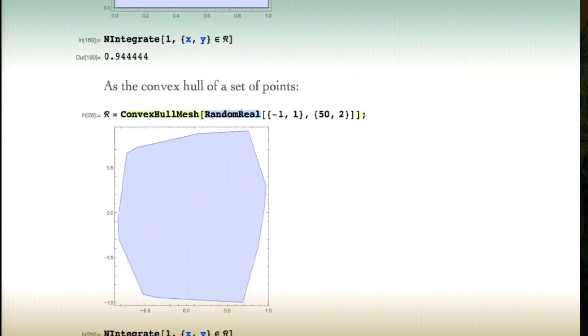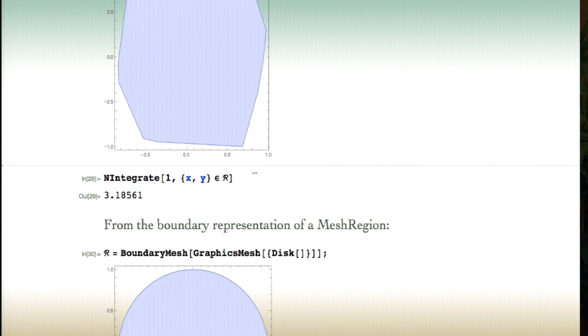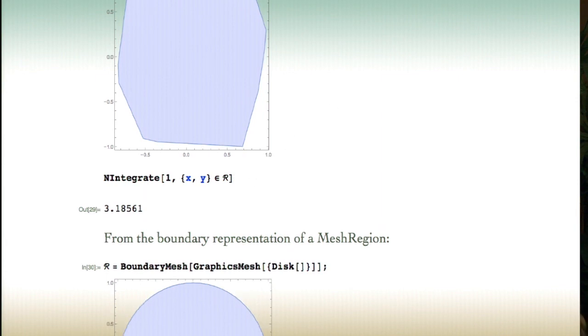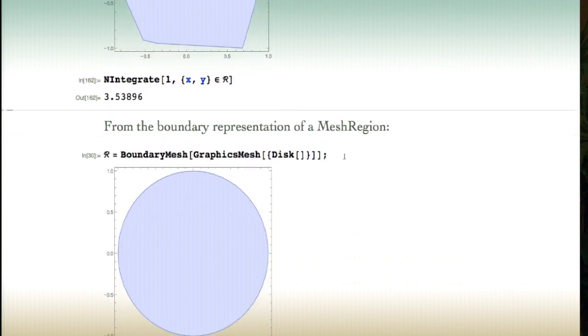If I have a set of points, a random set of points, I can compute the convex hull. And the convex hull is not just a set. You can get the points out if you want to, but it's important to get how they are connected, the topology. So the convex hull mesh gives you a boundary mesh region, which maintains the topology. And now I can use it just like any other region. I could solve PDEs over it, integrate over it, optimize over it.